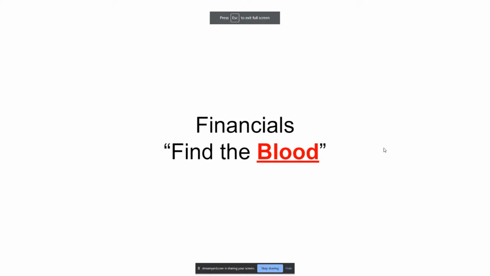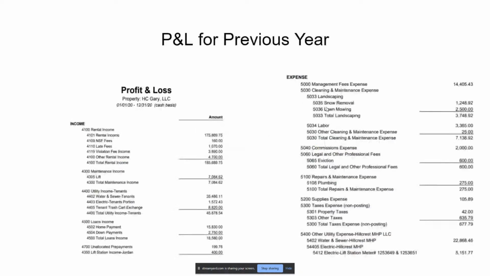Okay. All right. So finding the blood. When we say find the blood, that's finding the money in the deal, right? So we're looking at the financials that we were given, the profit and loss, the T12, the rent roll, and potentially the pro forma, and we're going to find where they're underperforming, or maybe fudging the numbers a little bit.